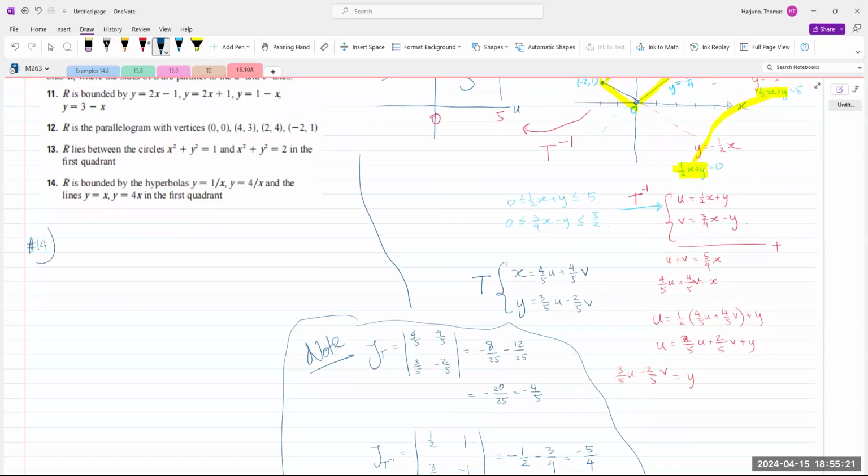We have R bounded by hyperbolas y equals 1 over x and y equals 4 over x, and then the lines y equals x and y equals 4x.